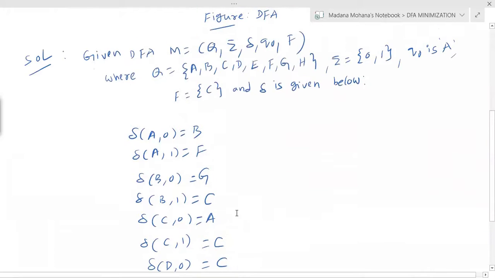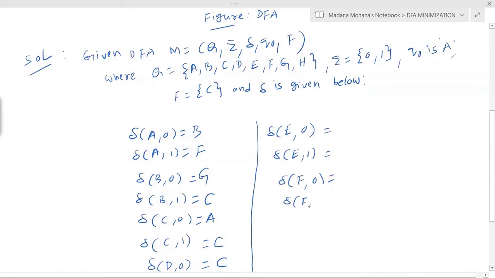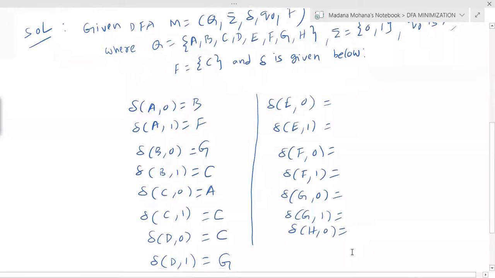Then the remaining states also you can write down. Next, delta of E on 0, delta of E on 1, delta of F on 0, delta of F on 1, delta of G on 0, delta of G on 1, delta of H on 0, and delta of H on 1. In parallel, you also do the problem. Now substitute all these transitions.